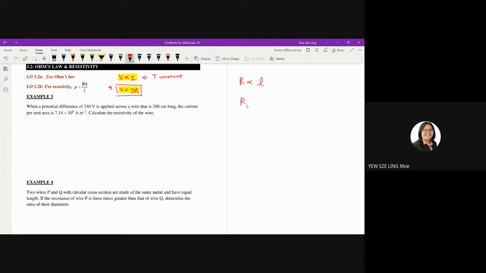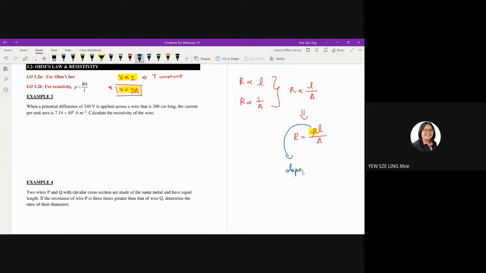And then R is inversely proportional to area. Again, it makes sense. If you're walking on a road that has a larger surface, of course you will experience less resistance compared to walking on a path with a small surface area. So R is proportional to L and R is inversely proportional to A. When you combine them, R is proportional to L over A, and changing it into a mathematical equation, it becomes R equals rho L over A, where rho is resistivity.